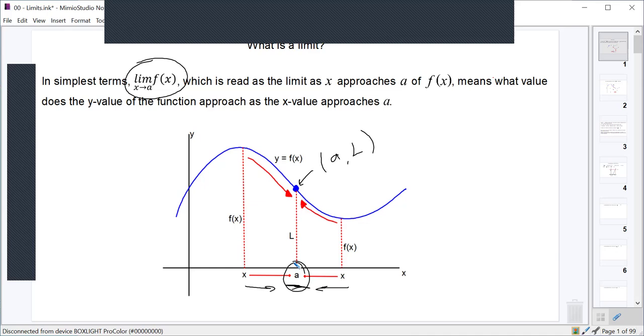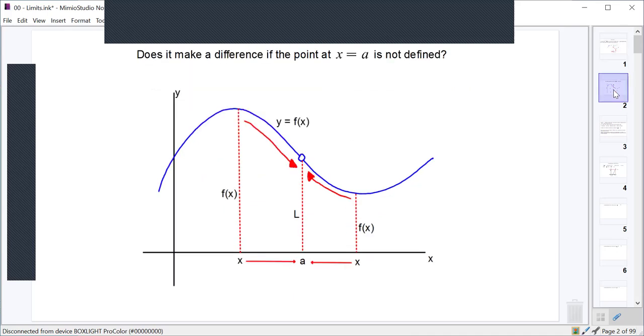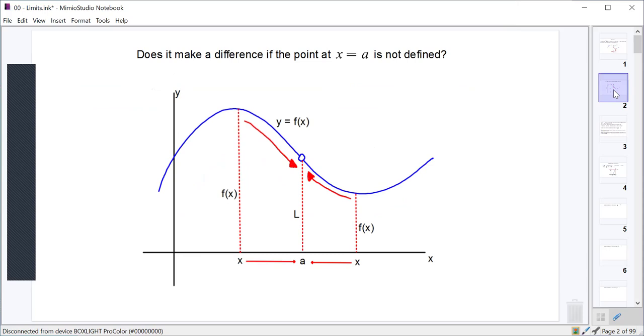So we'll just kind of start moving forward here. This is going to be kind of quick today. First question we're going to ask ourselves here is, does it make a difference if the point at x equals a is not defined? Okay. And so the way I just sort of started this off here was to say that a limit is the y value that we're getting close to as x gets close to a. Now, I never said what y value are we at when x gets to a. There's a very distinct difference there.